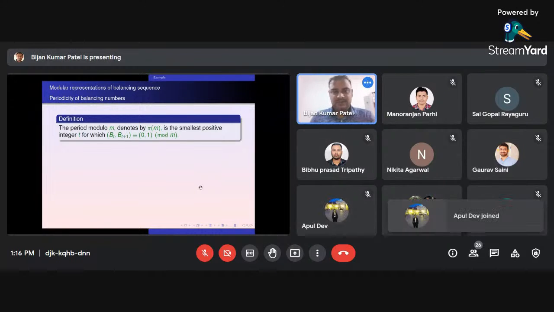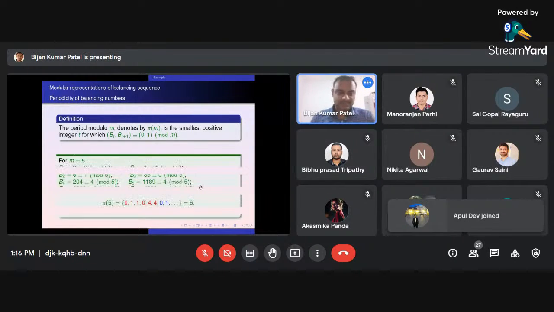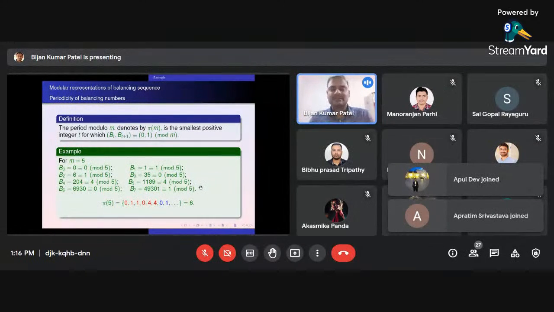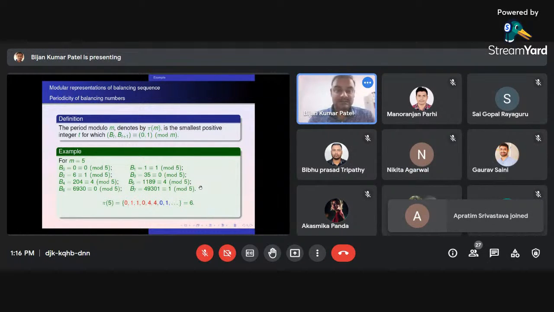To understand, we'll go through a simple example. Our balancing sequence is 0, 1, 6, 35, 204, 1189, 6930, and so on. If we take the balancing sequence modulo m, where m is a positive integer, let m equal 5. Then 0 is 0 modulo 5, 6 is congruent to 1 modulo 5, 204 is congruent to 4 modulo 5, and 6930 is congruent to 0 modulo 5. Sorry, b0, b1, b2, b3, like that. Basically we are interested in the residues. So what residues have we got?